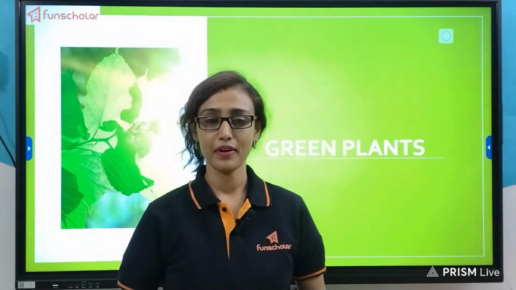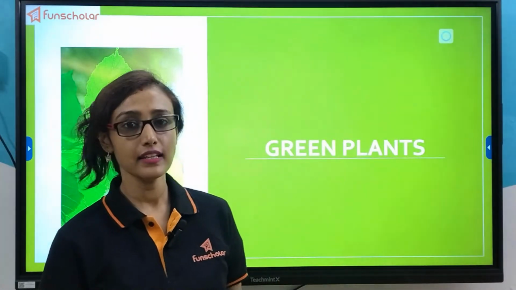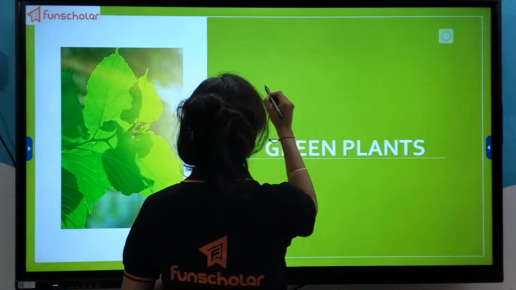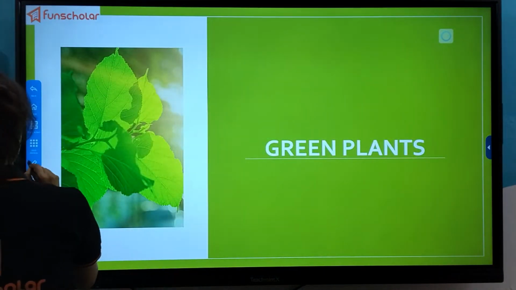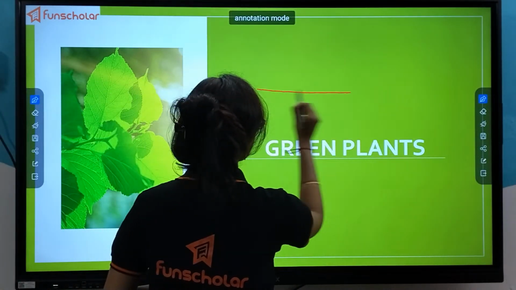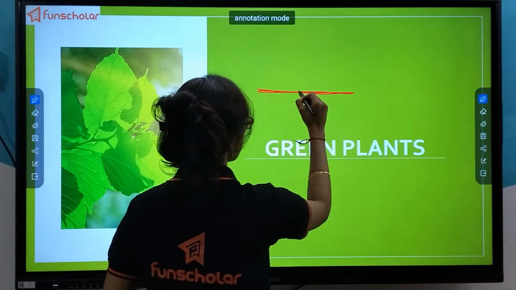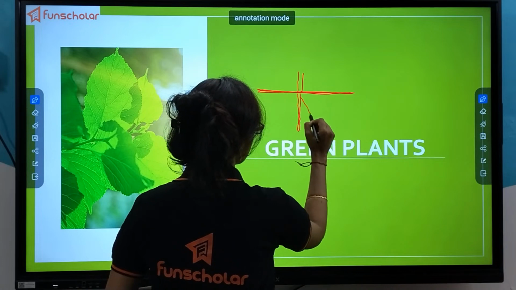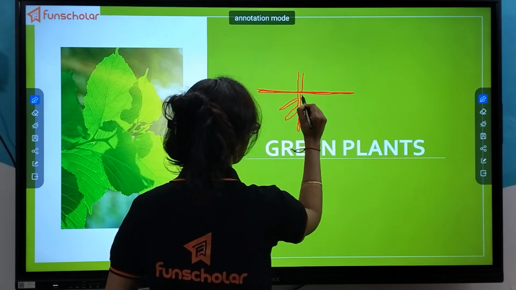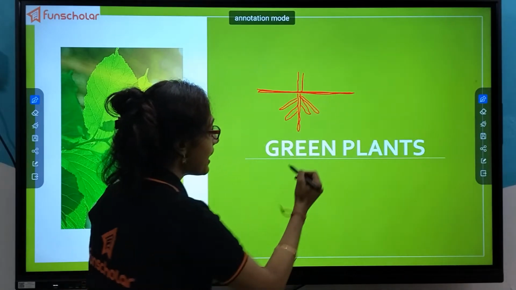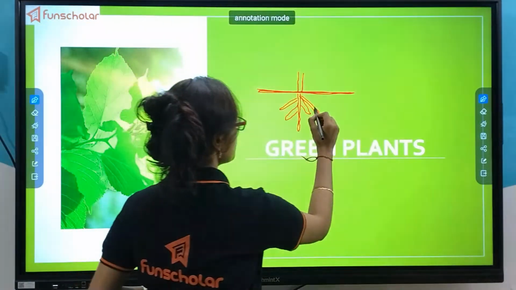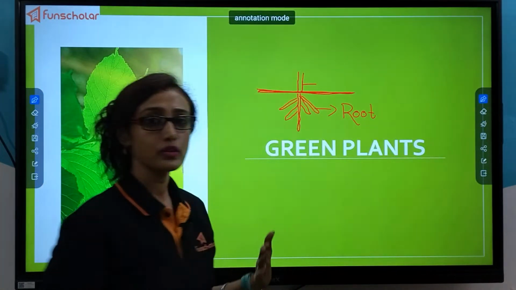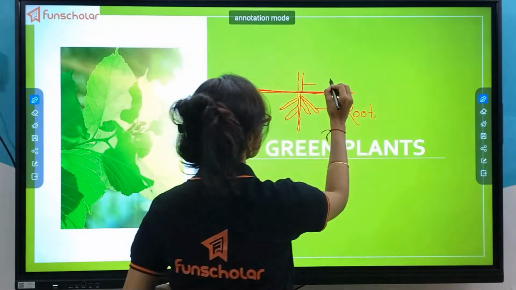Today we are going to learn about green plants. So you have seen a plant. Let me start with the basic structure of a plant first. So if this is a soil layer, the part which grows below the soil is known as root. And the part which grows above the soil is known as shoot.